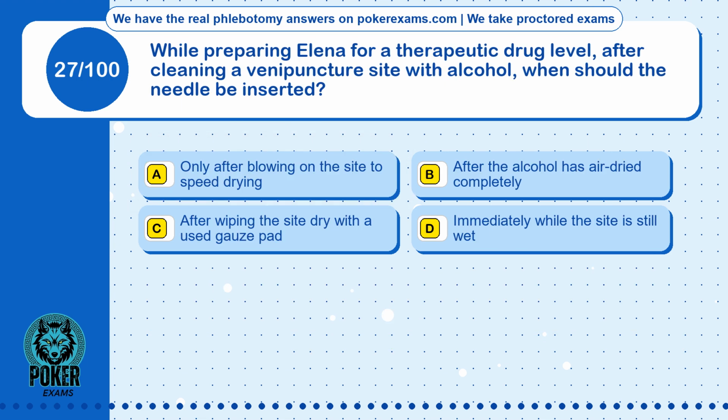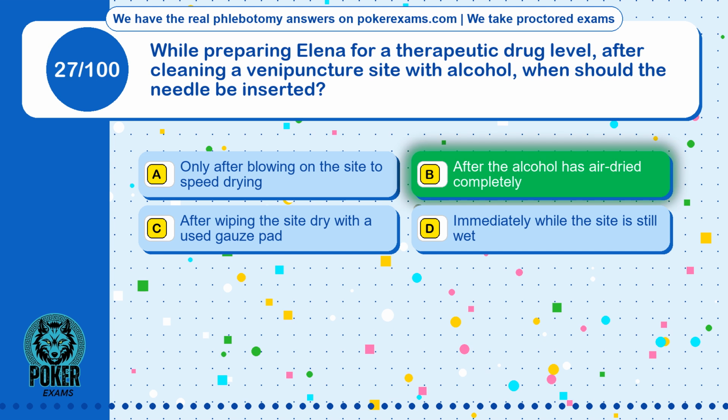Question 27. While preparing Elena for a therapeutic drug level, after cleaning a venipuncture site with alcohol, when should the needle be inserted? Option A, only after blowing on the site to speed drying. Option B, after the alcohol has air dried completely. Option C, after wiping the site dry with a used gauze pad. Option D, immediately while the site is still wet.